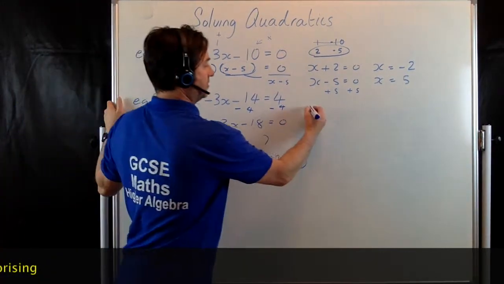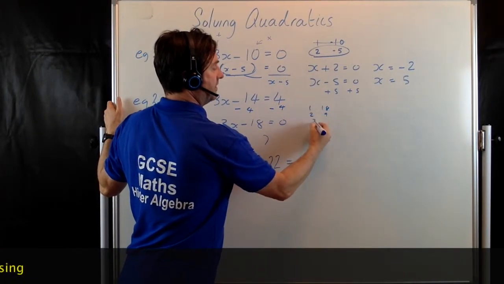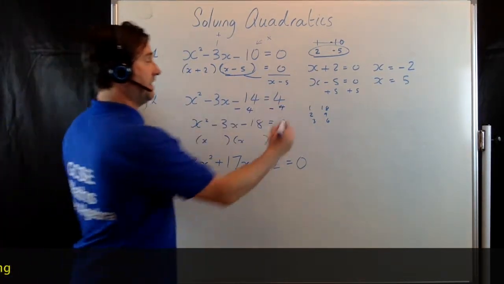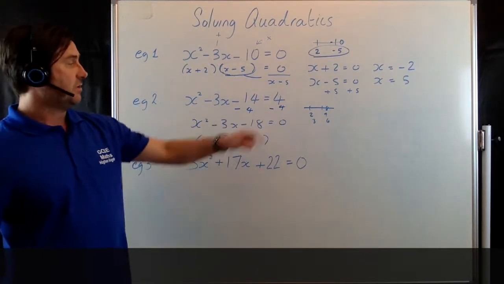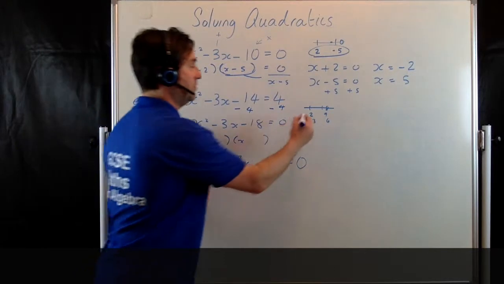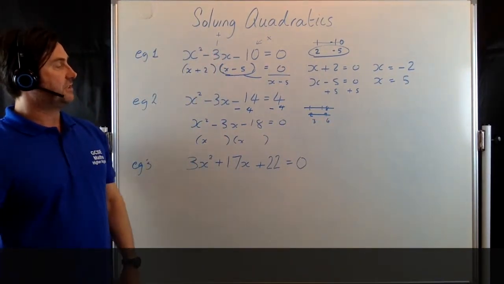My combinations could be 1 and 18, 2 and 9, 3 and 6. Now it's pretty clear to see that 1 and 18 couldn't work. It's quite clear to see that 2 add 9 in any combination could not give you a value of 3. So it must be the 3 and 6.